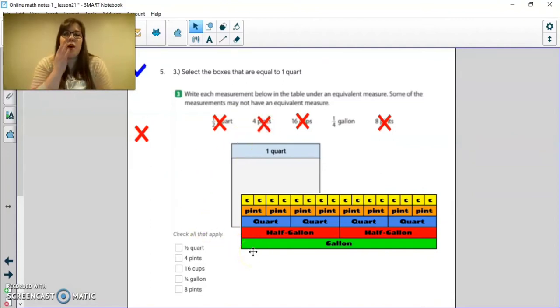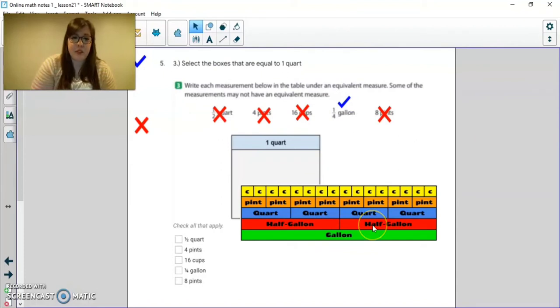So then it says 1/4 of a gallon. To find out if 1 quart is 1/4 of a gallon, I have to see how many quarts are in a gallon. I can see that there are 4 quarts in 1 gallon, so if I take just one of those, it is equal to 1/4. So our answer for this one is 1/4 gallon. You can pause in your video, and record that now.